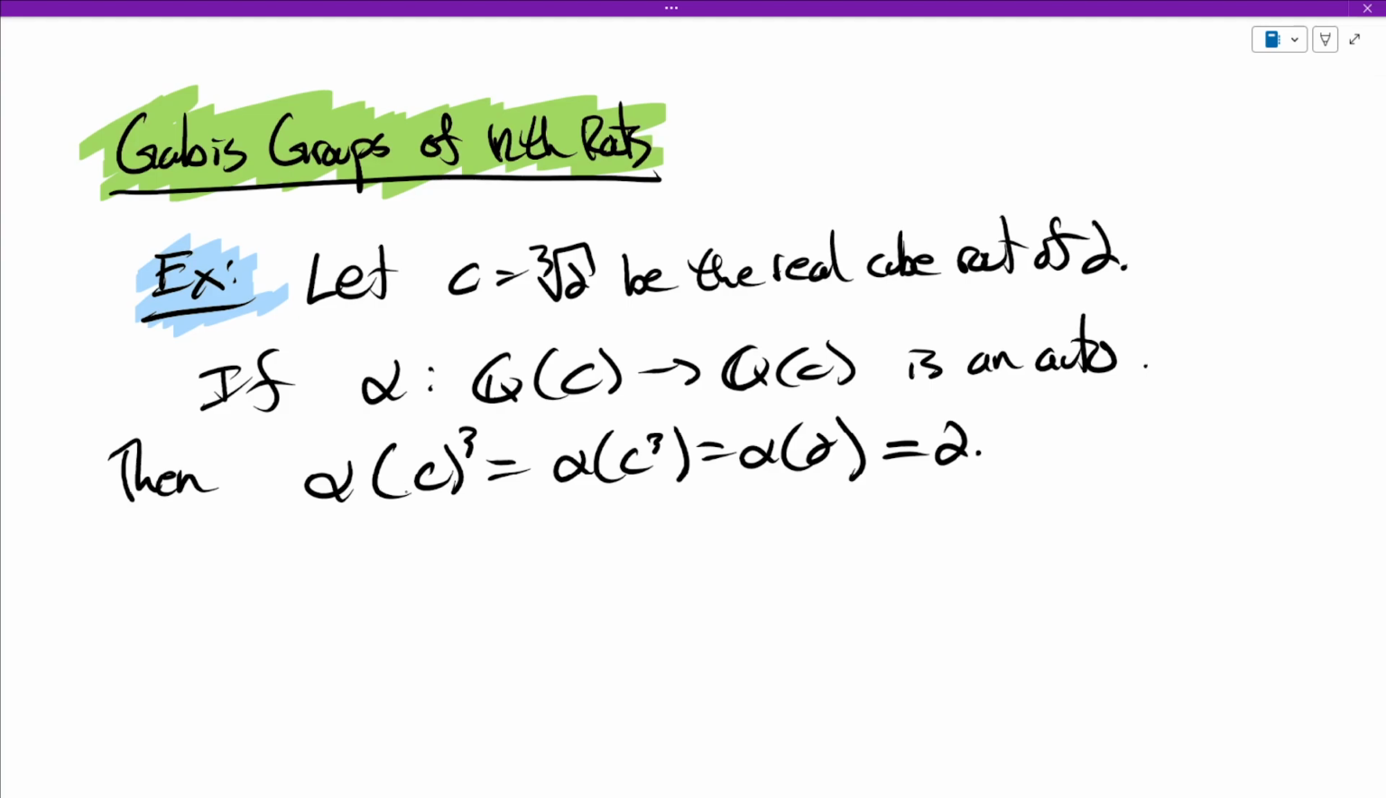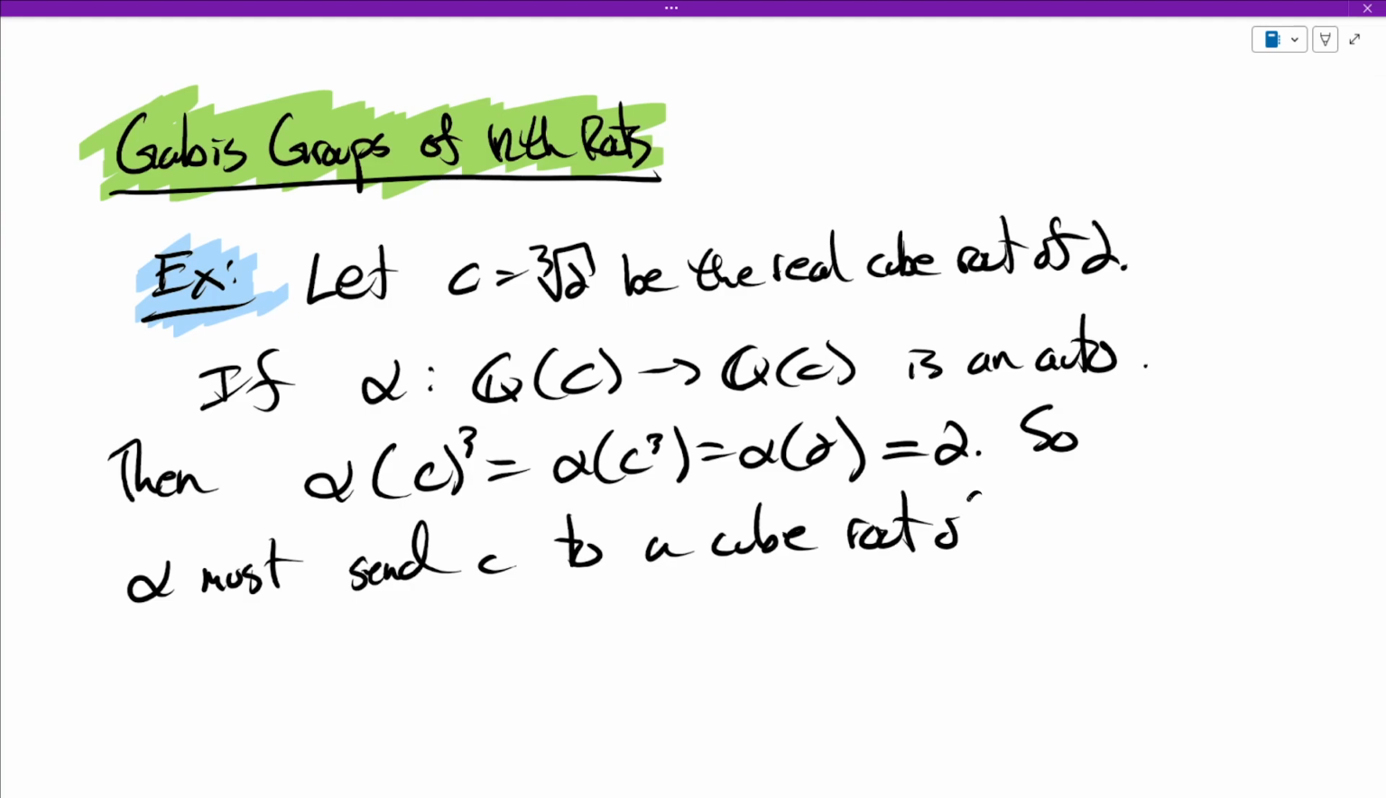Okay, so whatever alpha of C is, it must go to a cube root of 2. So alpha must send C to a cube root of 2, because when we cube alpha of C, we get 2. Great. Now, how many cube roots of 2 are there in Q adjoin C? Right? How many cube roots of 2 are there here? And the answer is 1.